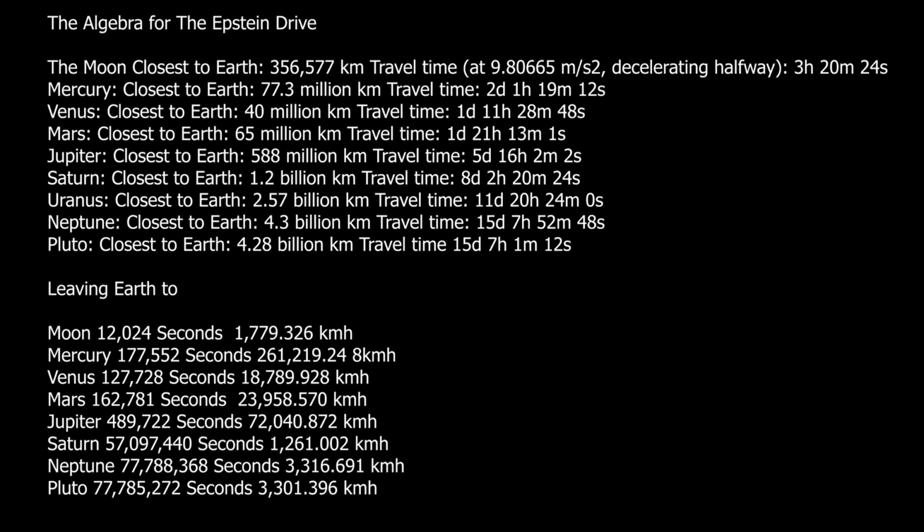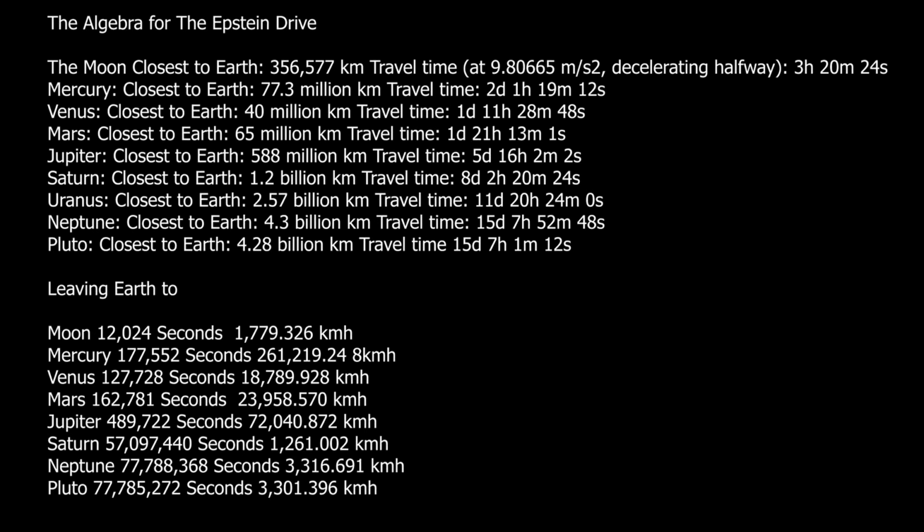For 1 g acceleration with a flip maneuver in the middle, you are in the range below 16 days for any single planet in the system, and under 3 weeks when you are traveling maximum distances, like when Neptune is on the opposite side of the system to Uranus. Epstein drive is within the reach of fusion-powered rockets.